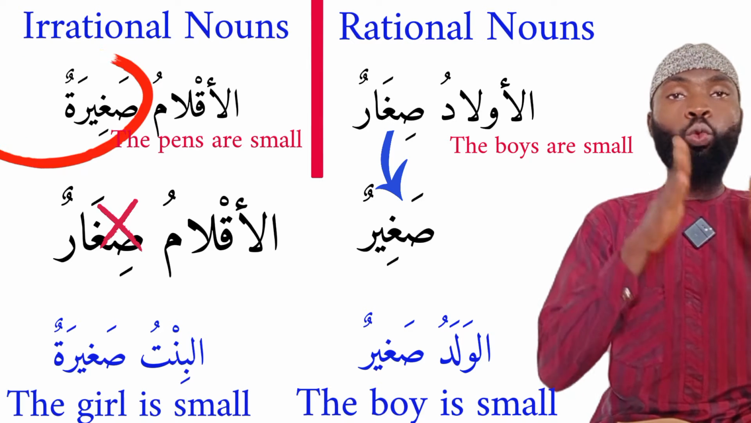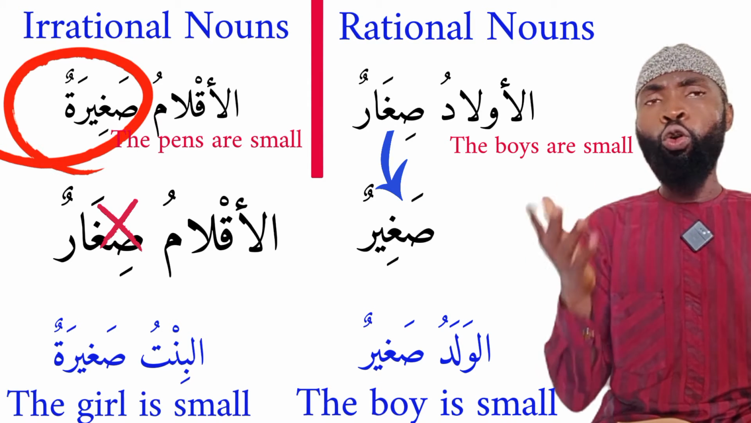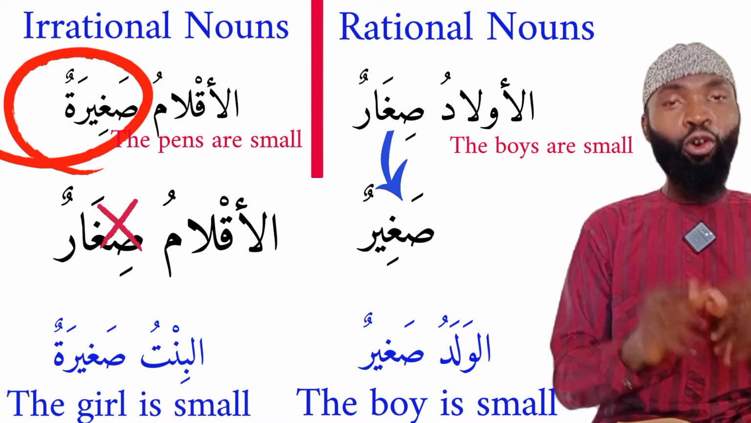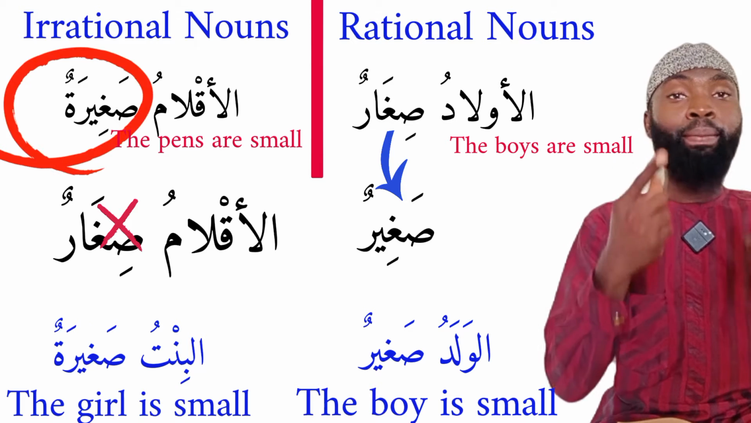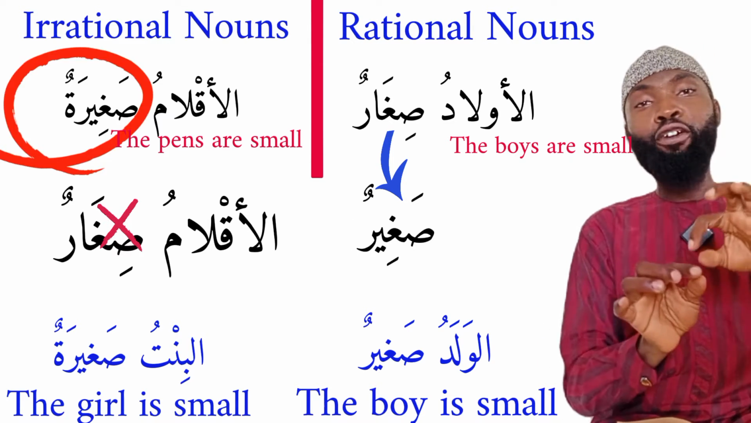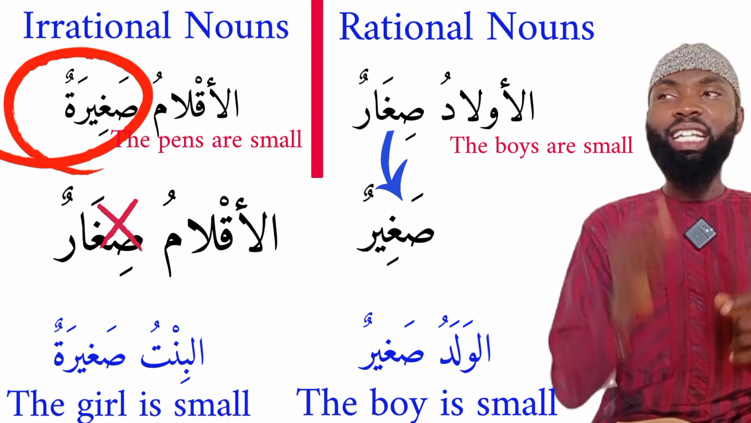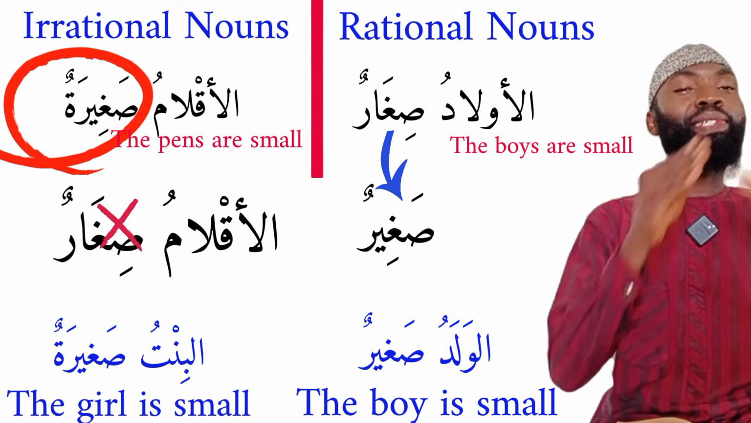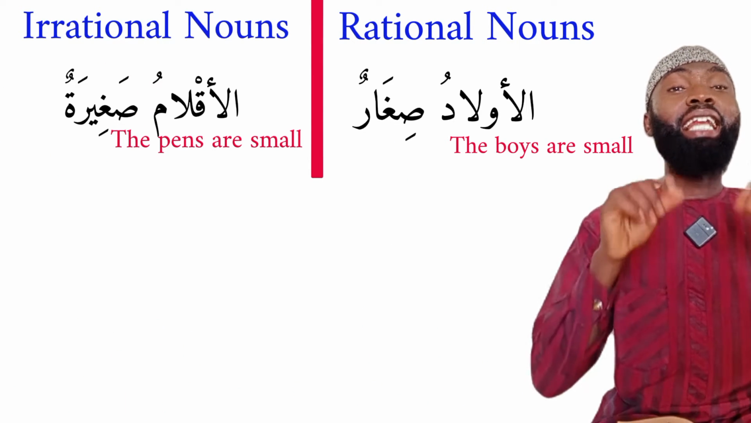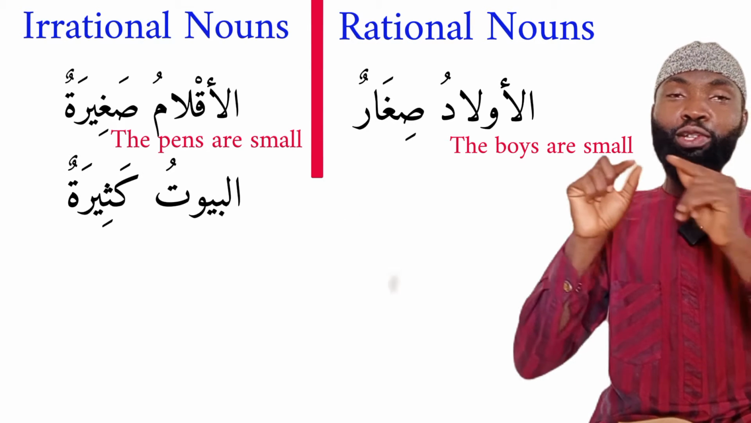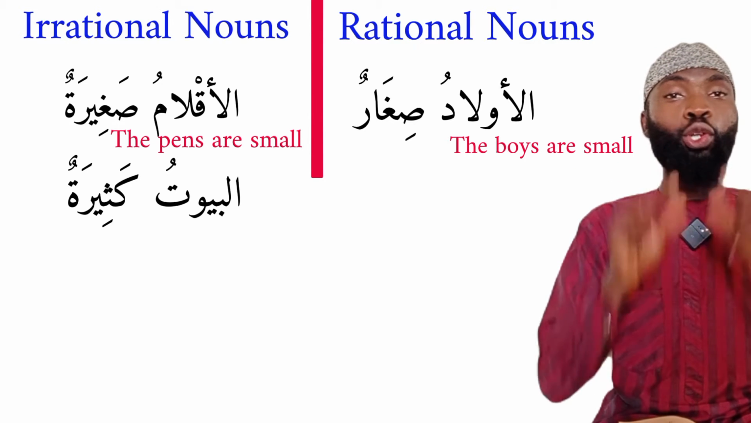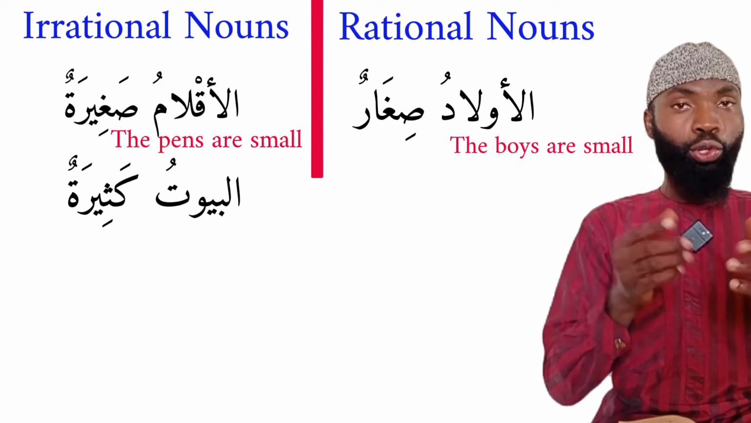But when we have pens, and we know pens, homes, places, ideas, these are considered to be irrational. Therefore, you do not use the plural form to describe them or to give more information about them. What do you do? You simply use the singular form of the feminine word. That's why we have al-aqlamu sagiratun. The pens are small. The same way we can also say al-buyutu kathiratun. The homes are plenty. So you will not say kuthurun or kathirun, no.